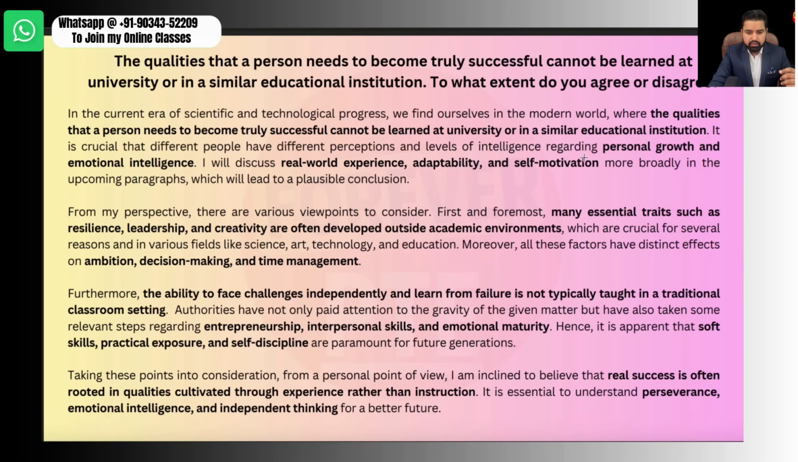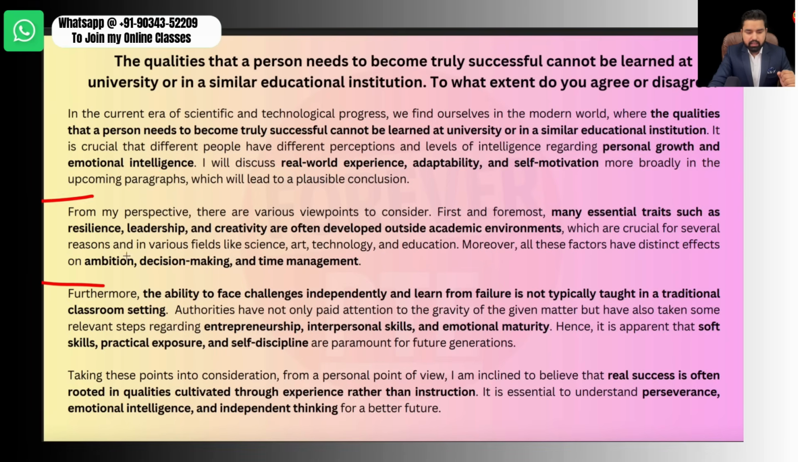Then in line number 2, I have written keywords related to the topic. They're asking about the qualities. So qualities like personal growth and emotional intelligence. Then in line number 3, I will discuss real world experience, adaptability, and self-motivation more broadly in the upcoming paragraphs, which will lead to a plausible conclusion.